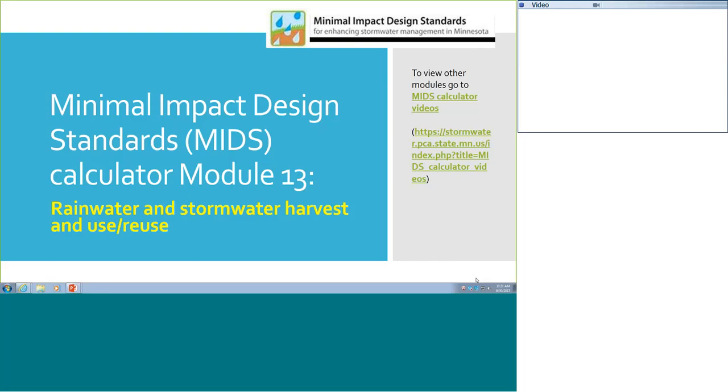Welcome to Minimal Impact Design Standards MIDS Calculator Module 13, Rainwater and Stormwater Harvest and Use Reuse. To see other modules, you can go to these links shown on the right here in the Minnesota Stormwater Manual or in your browser.